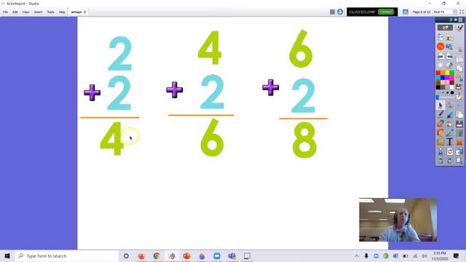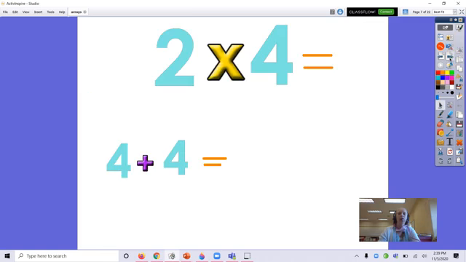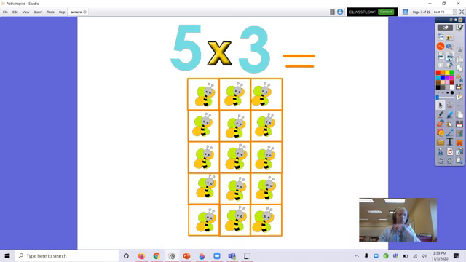2 plus 2 is 4. I would take that 4 and add 2 more and get 6. I would take that 6 and add 2 more and I would get 8. If I were to flip my factors and do 4 times 2, this is telling me that I'm adding the factor of 4 2 times. 4 plus 4 is 8. Regardless of whether you do arrays or repeated addition, the product for 2 times 4 and 4 times 2 is 8.